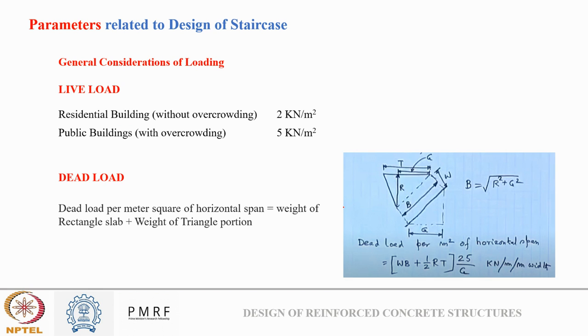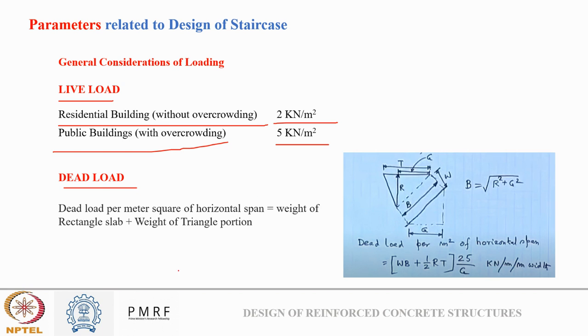Now, what about loading? How to take loading into account? As per IS 456, for residential buildings without overcrowding, we take live load as 2 kilonewton per meter square while designing, and for public buildings where overcrowding can happen, we take live load as 5 kilonewton per meter square. So this is generally what we consider when we are designing a staircase.